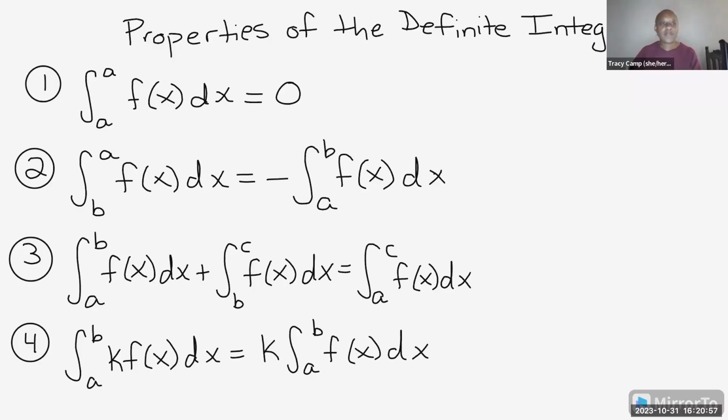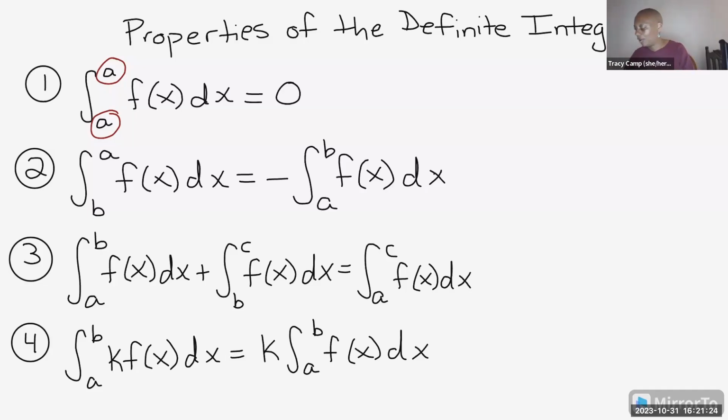So the first property, I think that one will make sense to everybody. If your limits of integration are the same, so you go from A to A, you're not really going anywhere. And so the area underneath the curve from A to A is just going to be zero. There's no area. You're not going anywhere.